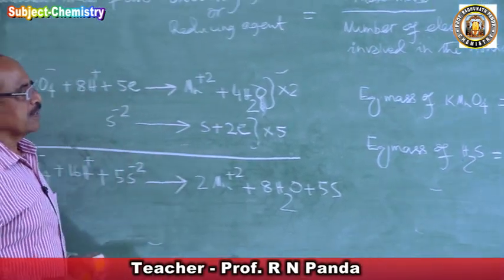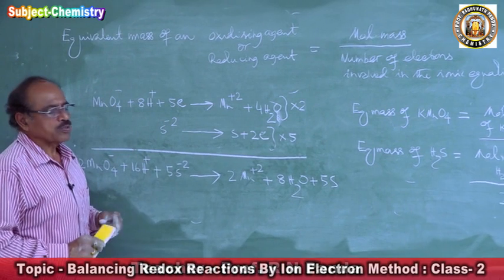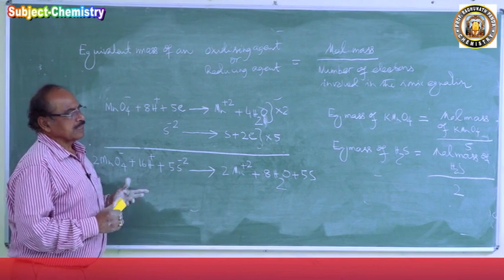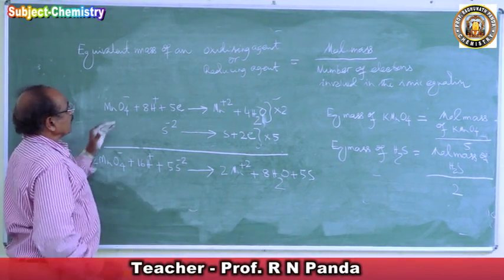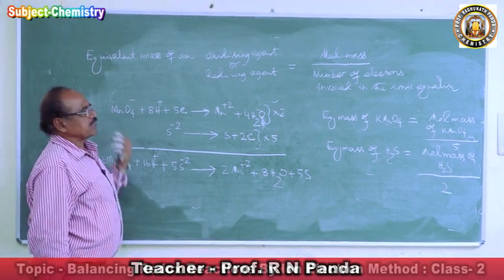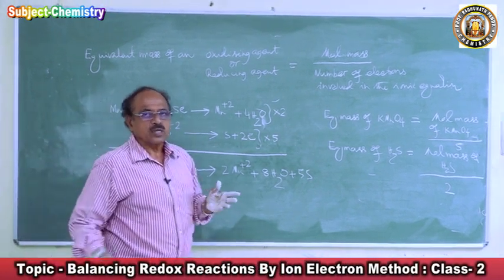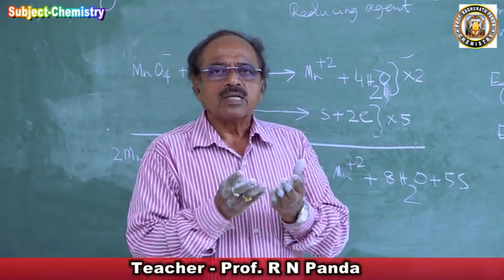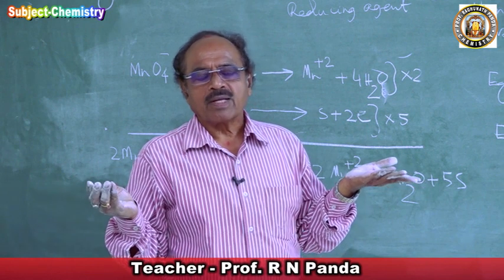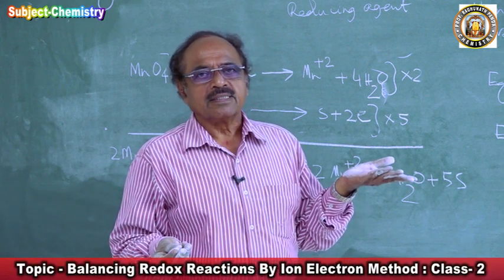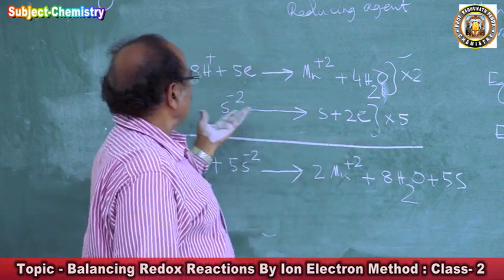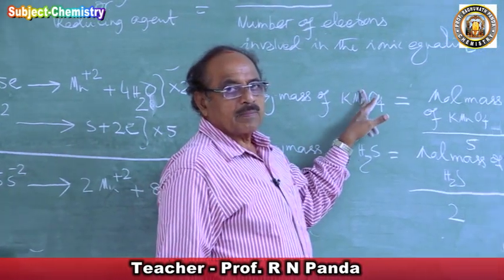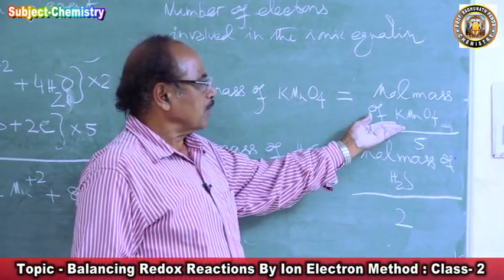So these ionic equations help us find the equivalent mass of the oxidizing agent and the equivalent mass of the reducing agent. But what is potassium permanganate? It is a salt. So what is the equivalent mass of a salt? The molecular mass by the total positive valency. If you take potassium permanganate, the total positive valency is potassium plus Mn7, so 7 plus 1, 8. So will it be molecular mass by 8?